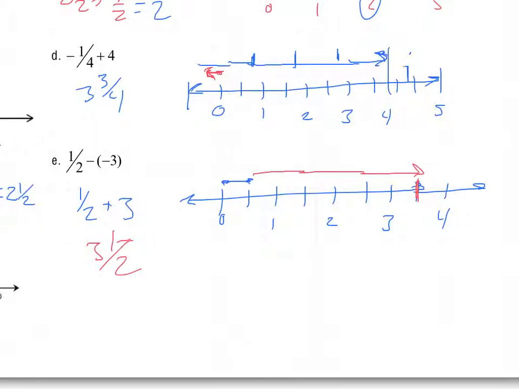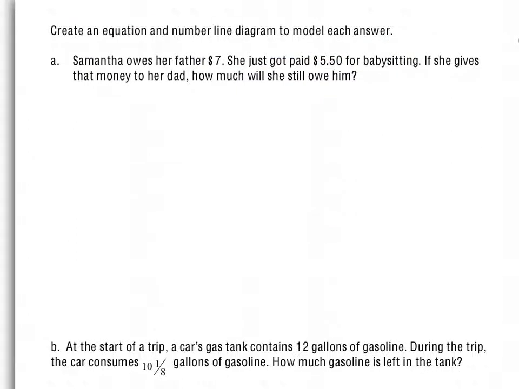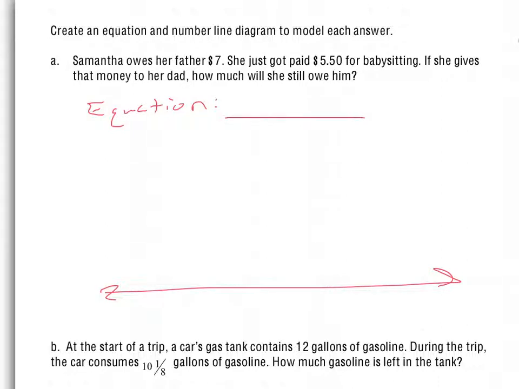Alright, let's move on to where our partner work is. Our work here asks us to create an equation and a number line diagram to model each answer. So this means we need to read carefully. Go ahead and work through each of these on your own. Write your equation, and then create your number line. When we write our equation, we can put whatever it equals here. So make sure you're reading each problem carefully and you're writing the correct equation. I would check in with the equation maybe before you go ahead and start drawing your number line.